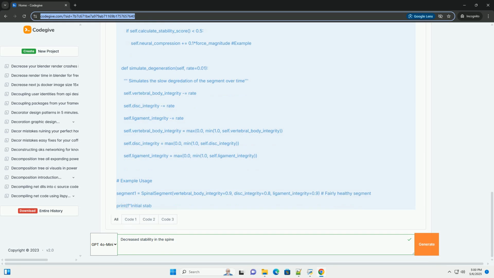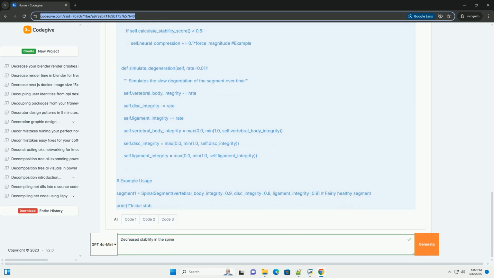7. Simplified code representation, illustrative purpose only. Important disclaimer: this code is a highly simplified illustration and is not intended for any real-world medical applications. It's designed to demonstrate the concept of how spinal stability might be conceptually represented, not to provide medical advice or diagnosis. Explanation of the code, with major caveats.